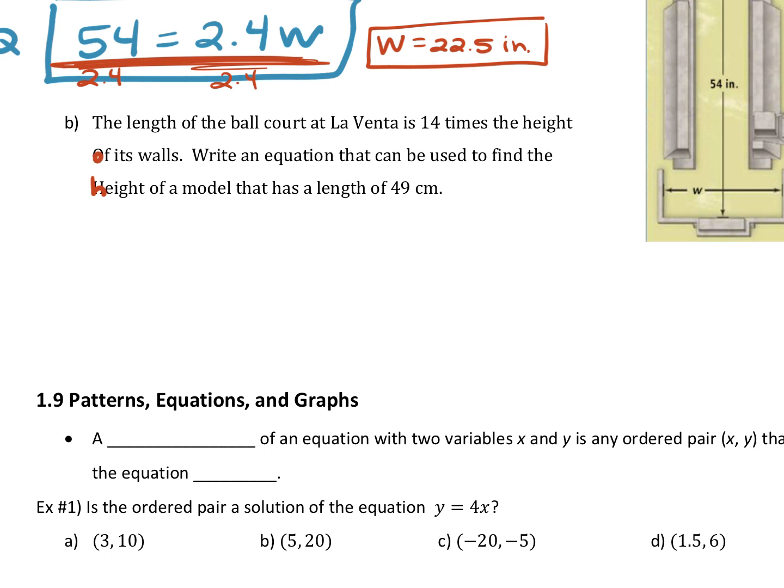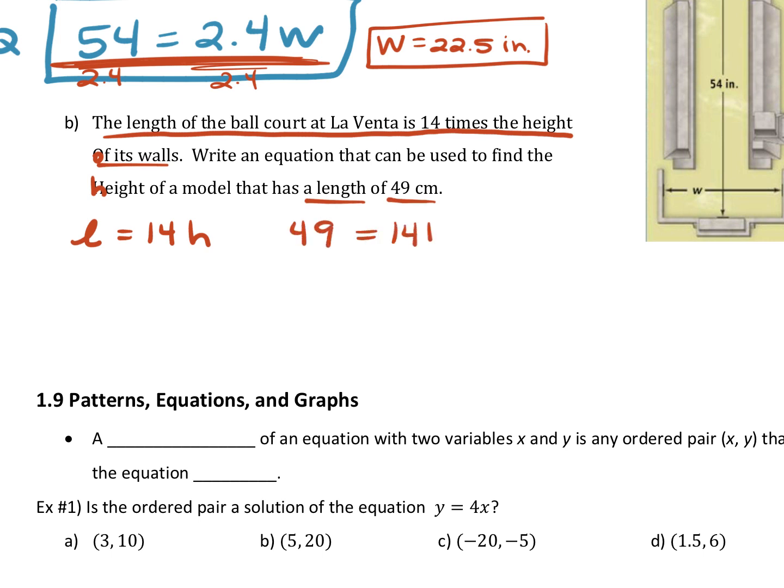Okay, so let's set it up. It says the length of the ball court is 14 times the height of the walls. So the length is 14 times the height. Write an equation that can be used to find the height of a model that has a length of 49 centimeters. So you did what with that 49? Divide. Right, the length of 49, so 49 equals 14 times H, and then divided, if you solved. This is your equation, right?